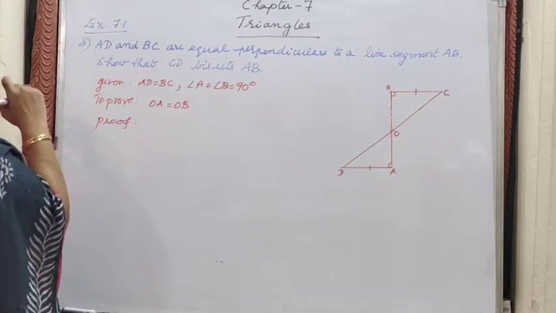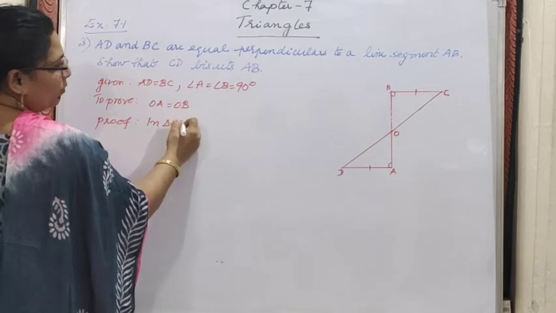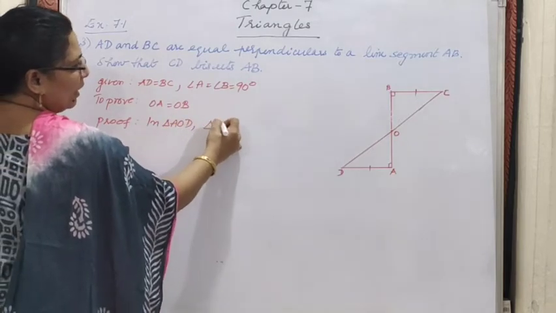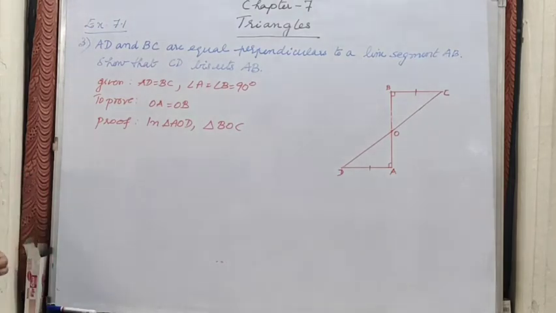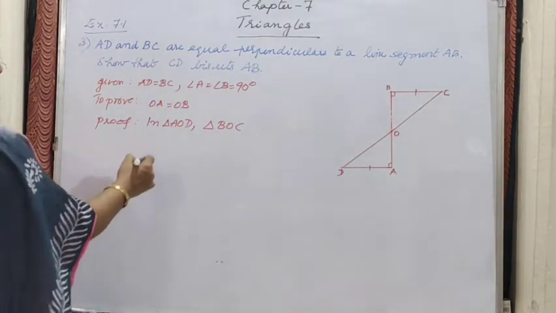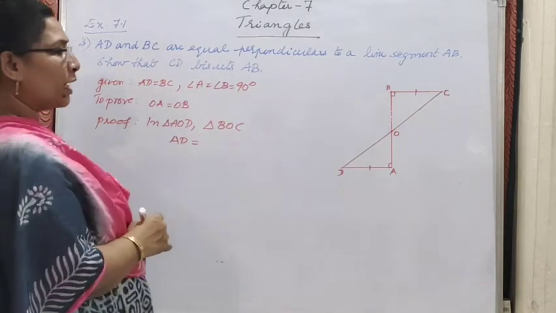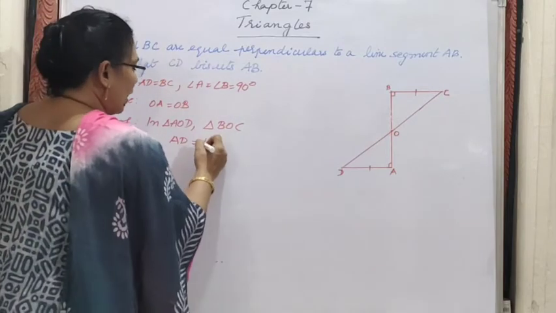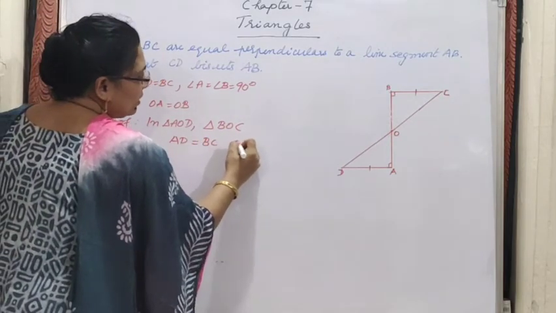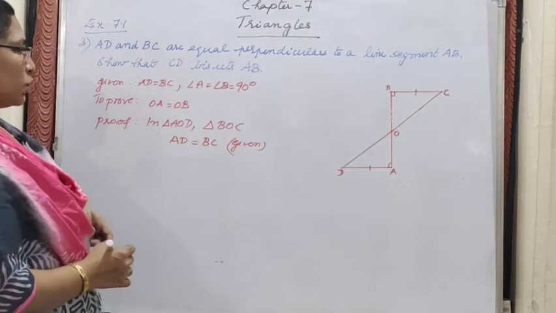So which are the triangles to be considered? The first triangle we are taking, triangle AOD, and the second triangle we are taking, BOC, right? Now triangle AOD, what are the equal sides? AD is marked already, so correspondingly in triangle BOC, which is the equal side? BC. So here we will write BC. So what is the reason for this one? It is given, right?